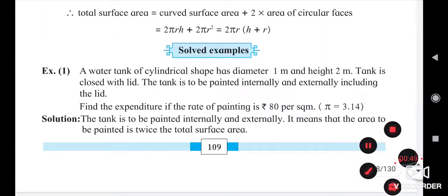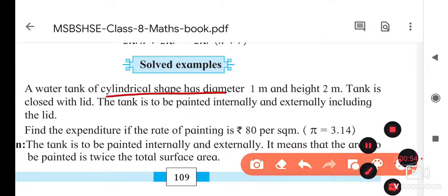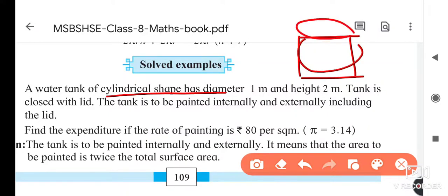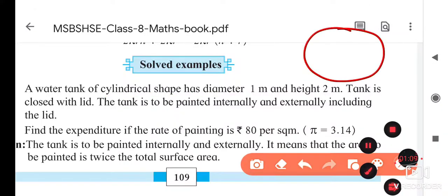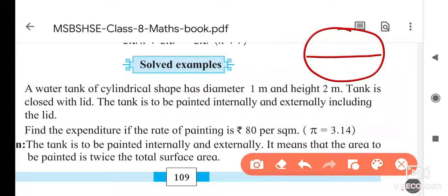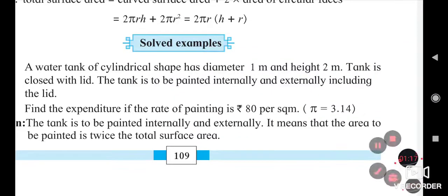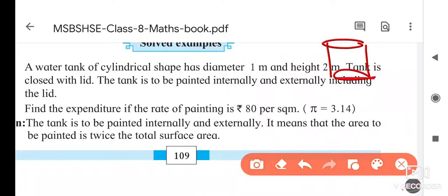Here the first example is: a water tank of cylindrical shape has a diameter of 1 meter. There is a water tank like Syntex, the kind we have in our homes. That water tank is cylindrical in shape. Its whole diameter is equal to how much? 1 meter, and its height is 2 meter. The tank is closed with a lid. So this is a tank, suppose. Its diameter is 1 meter and its height is 2 meter, and it is closed with the lid.